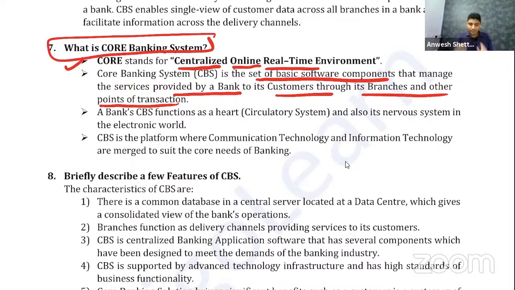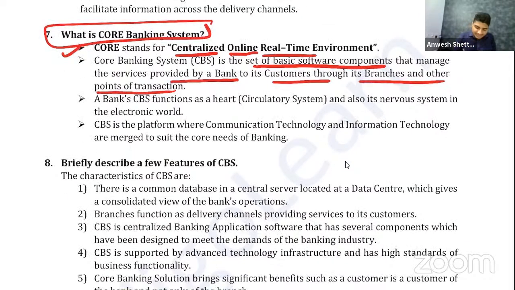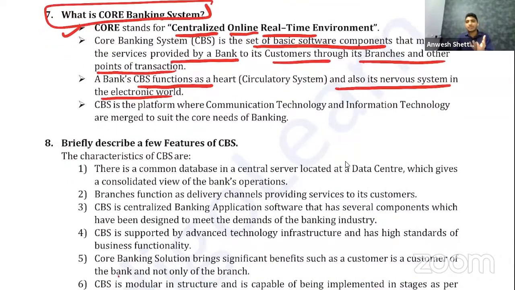Next point is, a bank's CBS functions as a heart and also its nervous system in the electronic world. A very general point. It is all connected to each other. All the branches are connected to each other in real time. So it is a nervous system. And it is also the heart. If your central server fails, no banking transaction can happen.